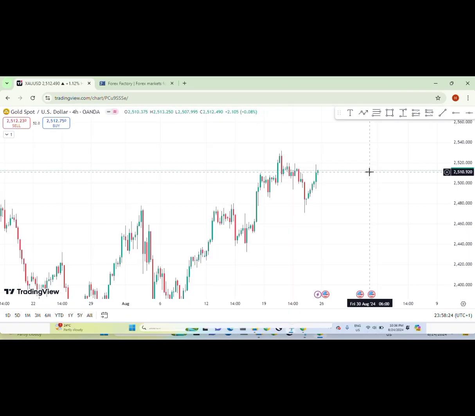Our next pair we'll be looking at is gold. So now on gold, if you ask me what I think about the market structure, I will tell you that this market is a bearish one. So I'll be looking for selling opportunities in the market.